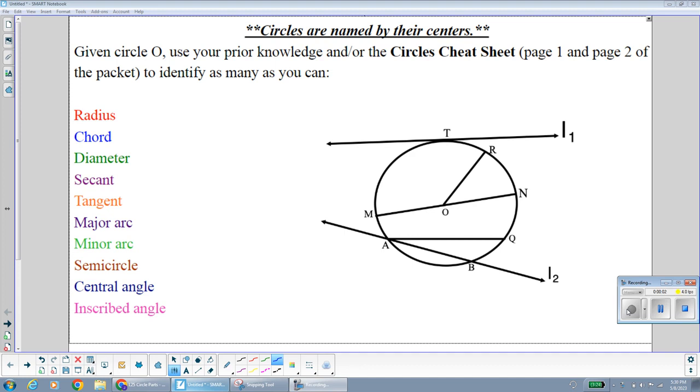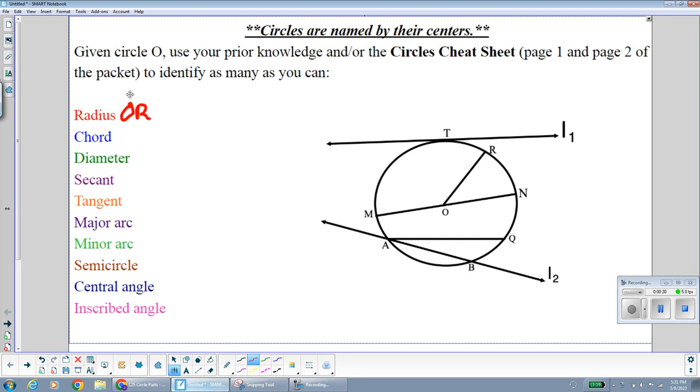In this video, we're going to talk about circles, their parts, and some theorems with circles. So here I have circle O, and we're going to identify as many vocabulary words as we can. So remember, a radius starts at the center and goes to a segment on the circle. We can think of it as kind of halfway across the circle. So OR would be a radius here.